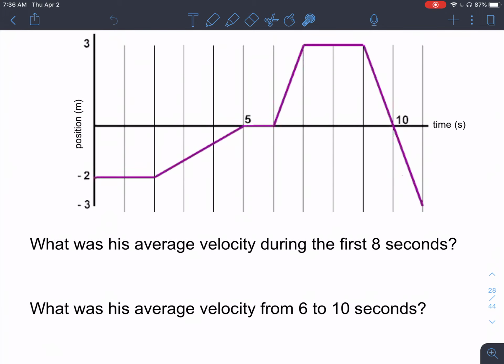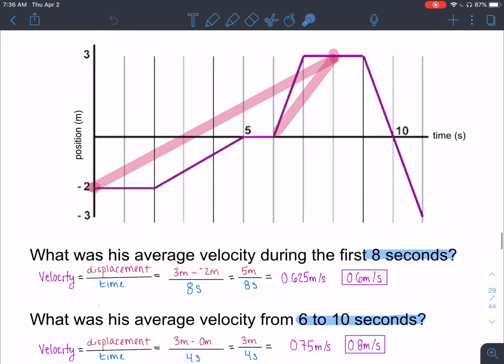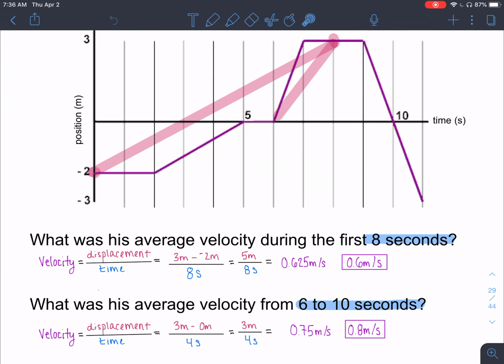All right, some more calculations. Go ahead and pause your video and try these ones out. Here's all the work that goes with each of these.